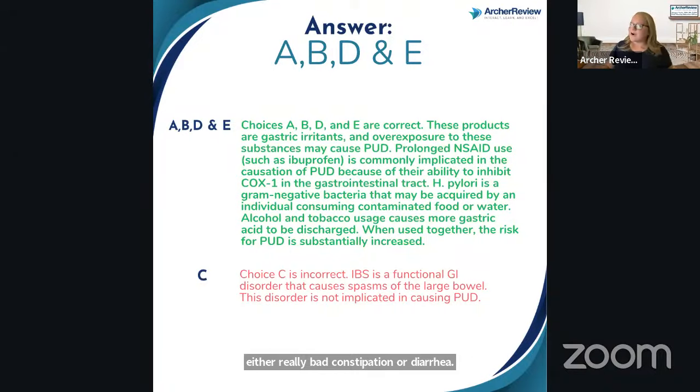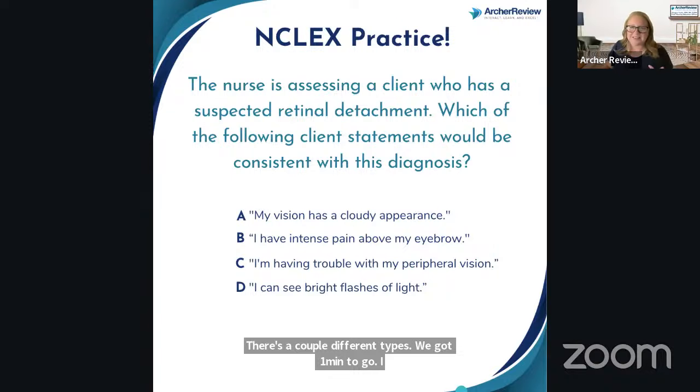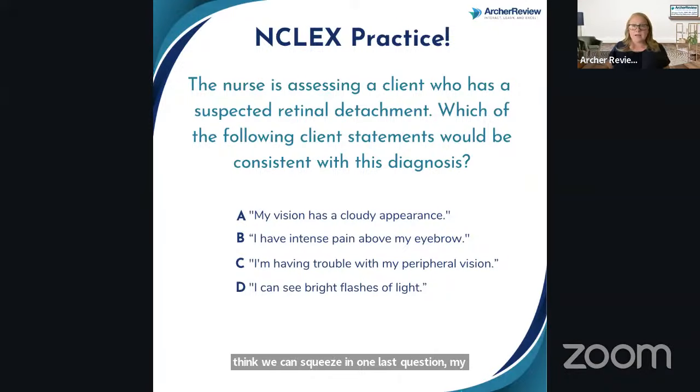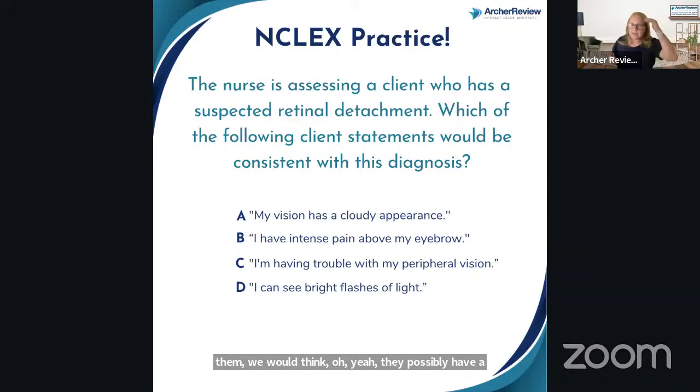We got 1 minute to go. I think we can squeeze in one last question, my friends. We are assessing a client who is suspected of having a retinal detachment. Remember, that's an emergency. Which statements would be consistent? So if we heard them, we would think, oh yeah, they possibly have a retinal detachment. What do we think? Cloudy appearance, pain above the eyebrow, trouble with peripheral vision, bright flashes of light.